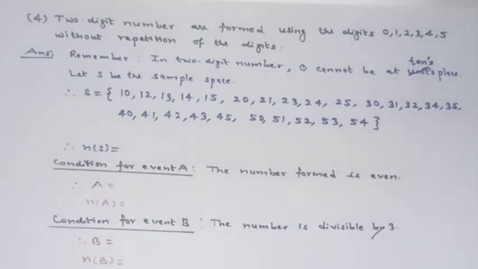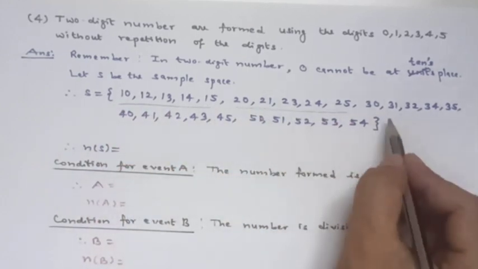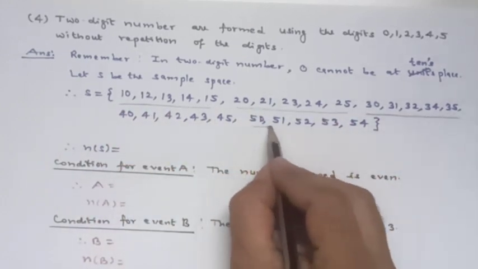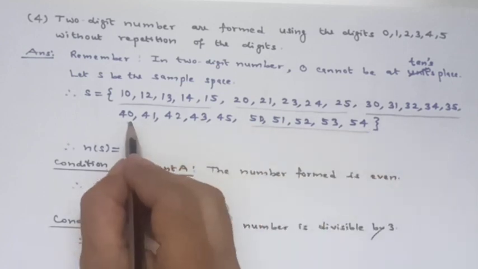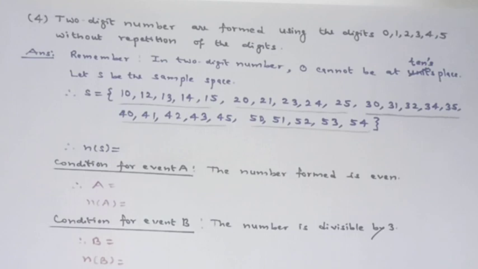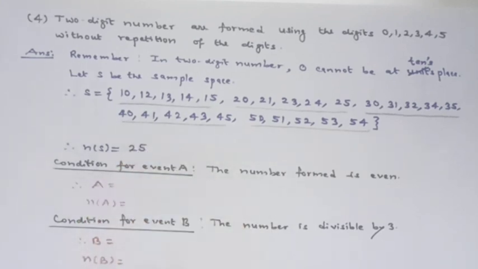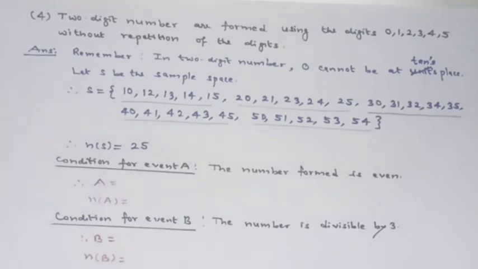So you can say for each you are having set of 5. First case, second, third, 4 and 5. So 5 5s are 25. So number of sample space will be 25. Let's go to event A. Condition for event A is given.